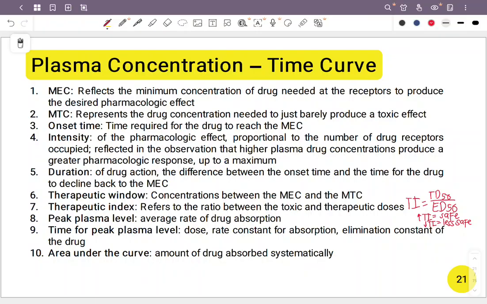Then, next is our peak plasma level, which is the average rate of drug absorption. The next is the time for peak plasma level, which tells us the dose, rate constant for absorption, and elimination constant of the drug. Then lastly is the area under the curve, which is the amount of drug absorbed systemically. Then kani siya guys, kaning area under the curve. Later on, we will discuss how to solve that one.